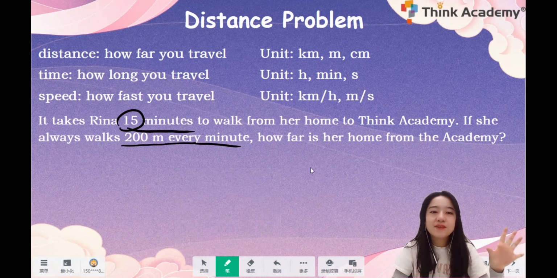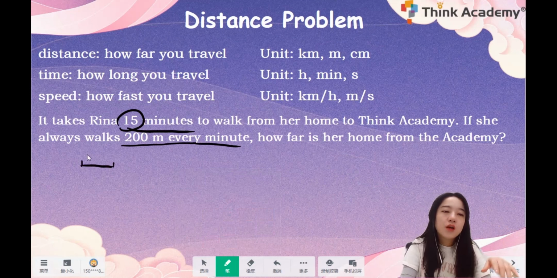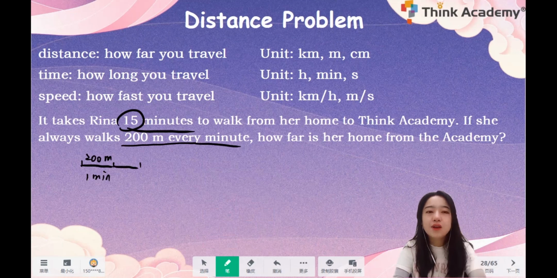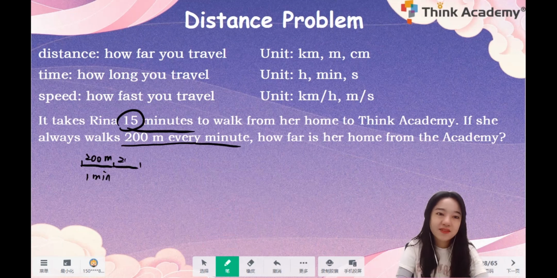So actually you can see, if I can walk 200 meters every minute, that means how far can I travel in 2 minutes? We need to add another 200. Continue to add 200. There are 15 200s.